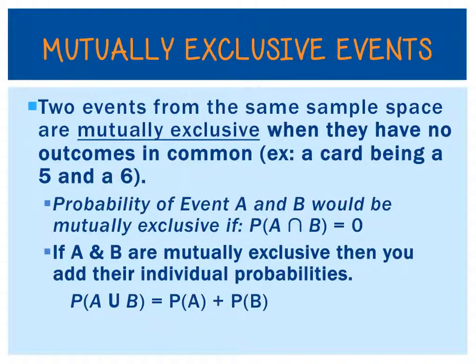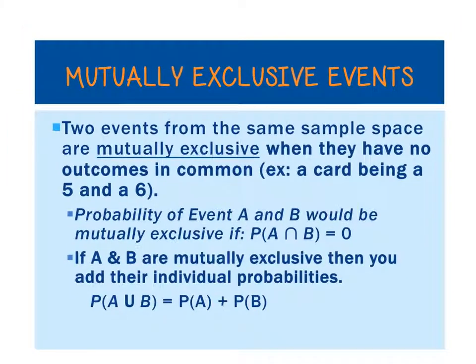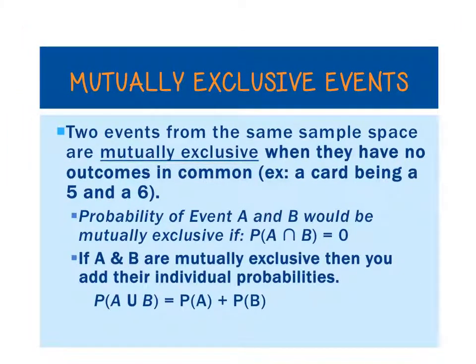All right, mutually exclusive events. So 2 events from the same sample space are mutually exclusive when they have no outcomes in common. It is not possible for it to be both. So for example, a card being a 5 and a 6. A card cannot be both a 5 and a 6, right? It's either a 5 or it's a 6 or something else, but it can't be both. Those are mutually exclusive. If I said a red or a black, those are mutually exclusive. It can't be both, okay?